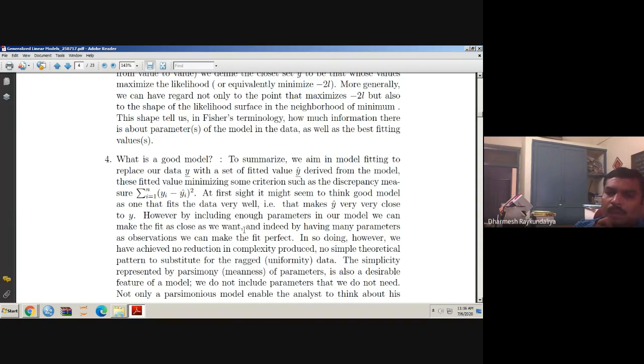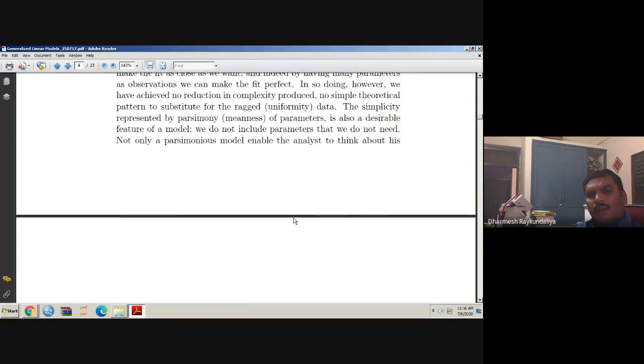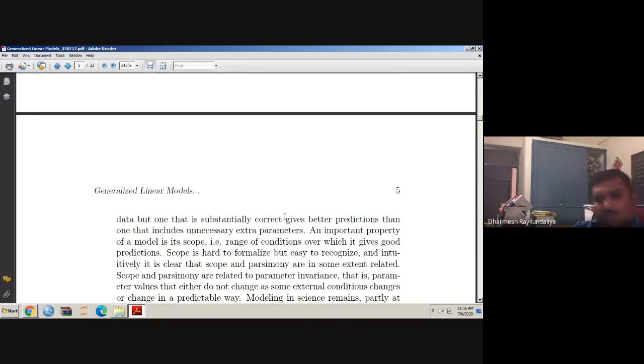We do not include parameters that we do not need. When I say parsimony of the model, it means that we do not want to include parameters which are not desirable. Not only is a parsimonious model available to the analyst to think about his data, but one that is substantially correct gives better predictions than one that includes unnecessary extra parameters.